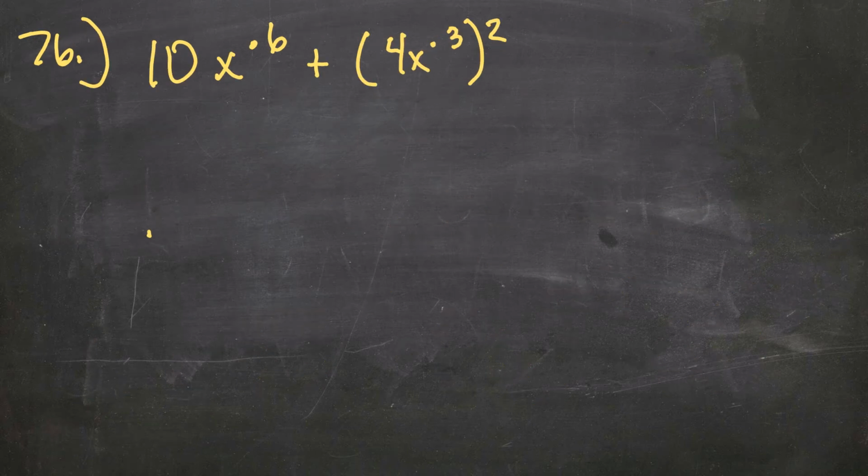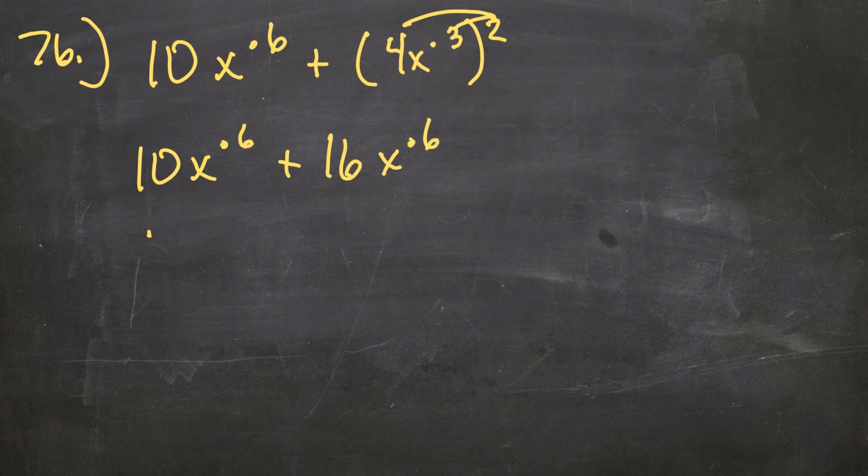76. Alright, first thing I'm going to do is take the little 2 to both. I get 10x to the 0.6 plus, remember, the 2 goes to both, so it's 16x to the 0.6. Now they match, so you end up with 26x to the 0.6. And that's it for 76.